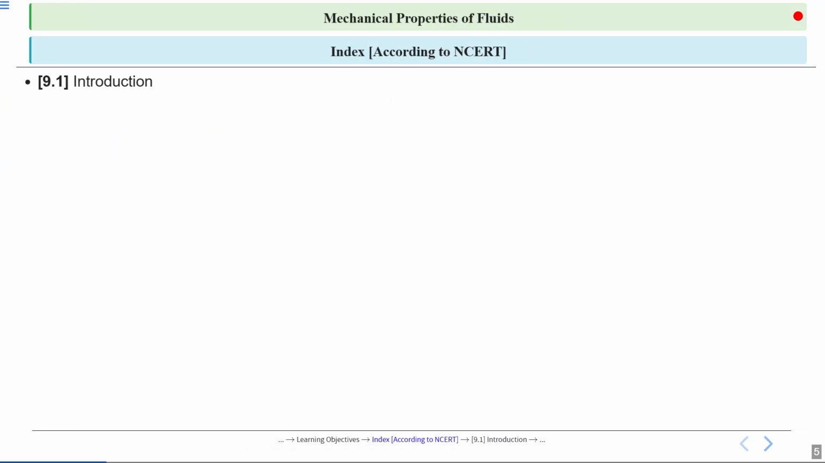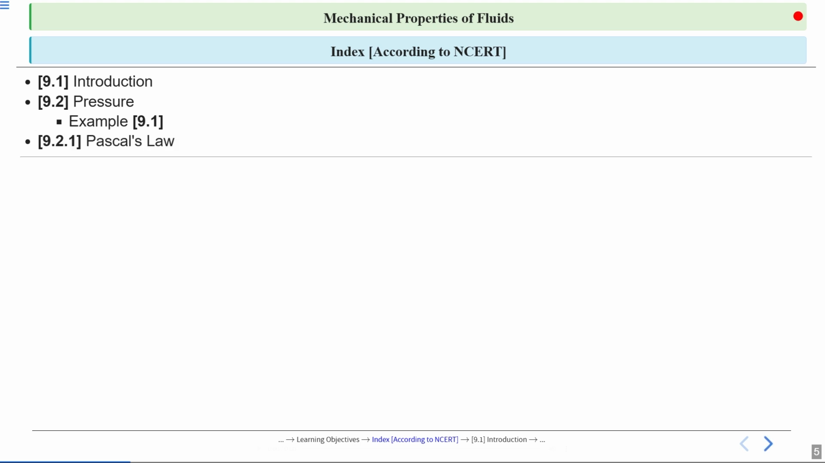So in today's lecture, we will cover first 9.1 introduction, then 9.2 pressure, and we will solve an example 9.1, and last 9.2.1 Pascal's law.